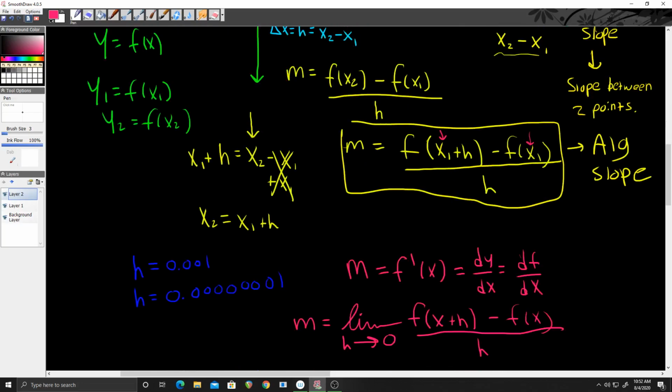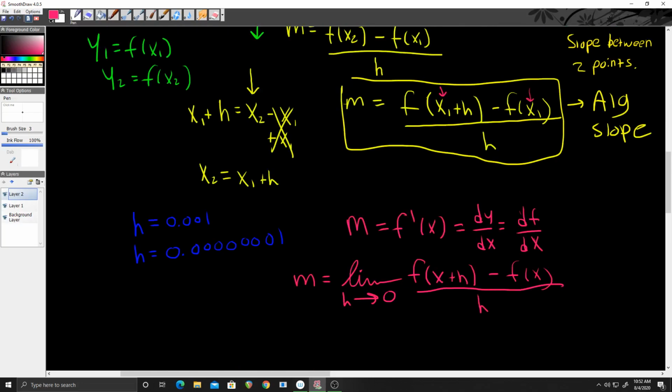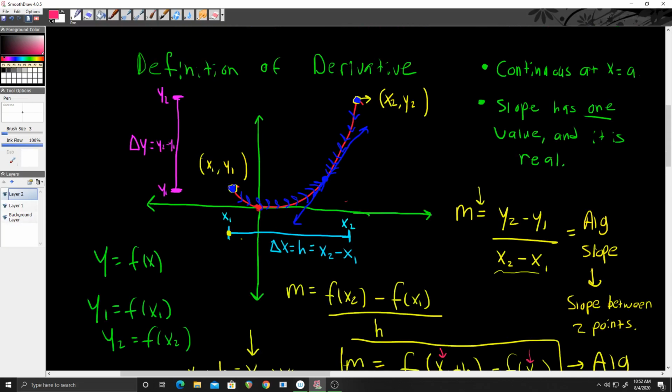And again, conceptually, it literally is just the idea of taking the 2 points that you know and love from algebra and bringing them so close together that you can't tell the distance between them. And the result that you get is this little line. The slope of this line is the first derivative. Okay? Slope here is the first derivative.